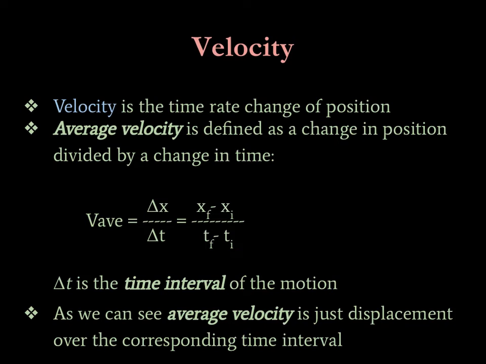Our second vector of the day, then, is velocity. And velocity is the time rate change of position. And what that means is it's simply the change in position over change in time, which is what we have down here. So our average velocity, then, is the total change in position, or the total displacement, which is delta x, divided by the total change in time.